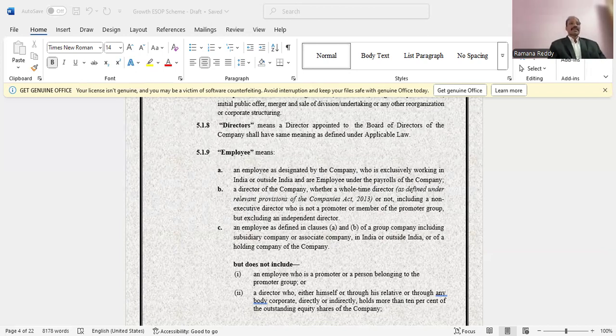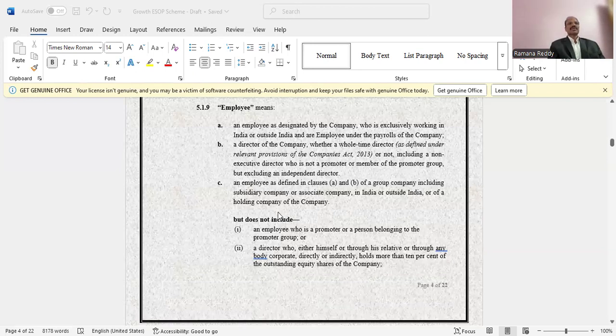And even this employee definition, which we have discussed, includes employees of the group companies, including subsidiary company, associate company in India or outside India, and a holding company of the company. So ESOPs can be given not only to the company's employees, but also to the group company, including subsidiary company, associate company in India or outside India, or a holding company of the company. But it does not include an employee who is a promoter and promoter belonging to the promoter group.